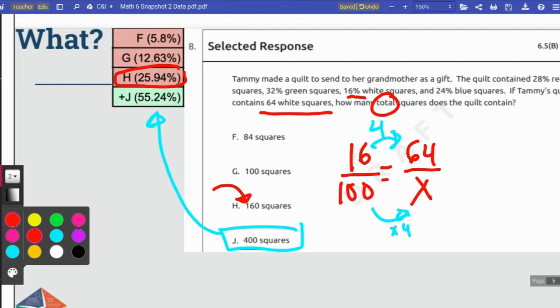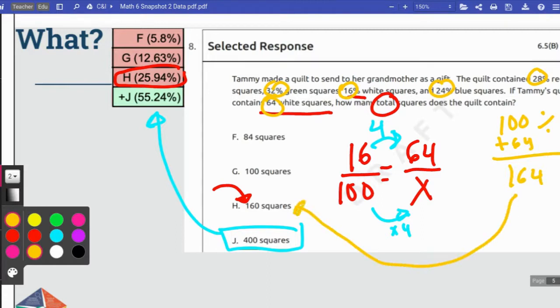Why would students go with 160? Maybe students added all the percentages here, 28, 32, 16, 24, which adds up to 100%. And then they took the 64, added it on there to get 164, which is somewhat close to 160. And they probably went with the H. I don't know. Maybe not, but this is a good time to have those collaborative conversations with your teams to narrow down some areas where you can help your teachers and help your students.